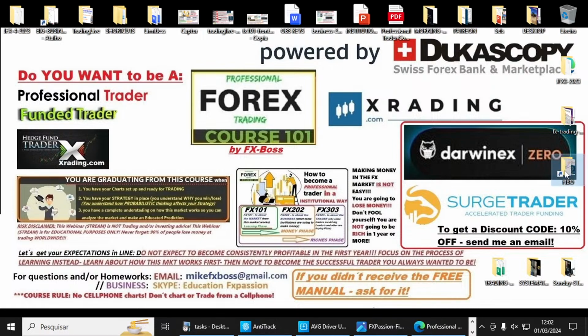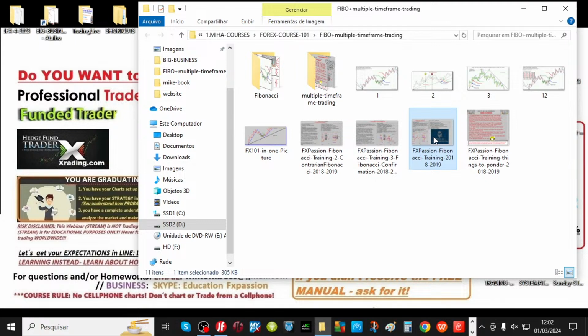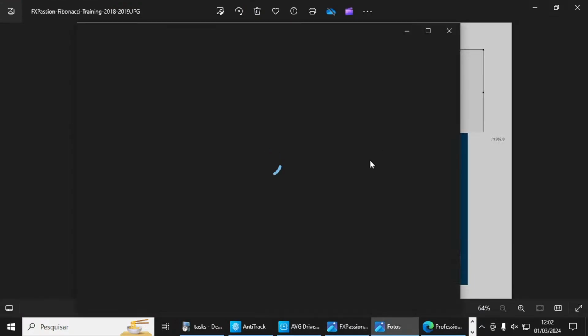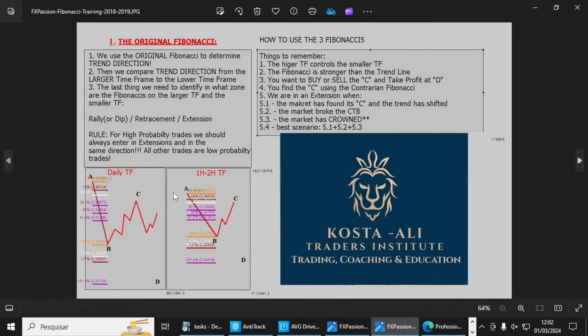Alright, so Fibonacci's, right? Let me find the picture. There you go. Picture one more time. So we are talking about the original Fibonacci. We use the original Fibonacci to determine trend direction. Then we compare trend direction from the larger time frame to the lower time frame. And number 3, the last thing we need to identify is in what zone the Fibonacci's are on the larger time frame and the smaller time frame.